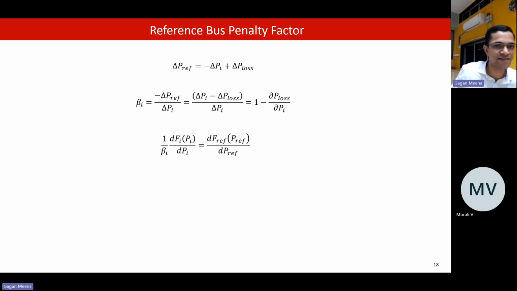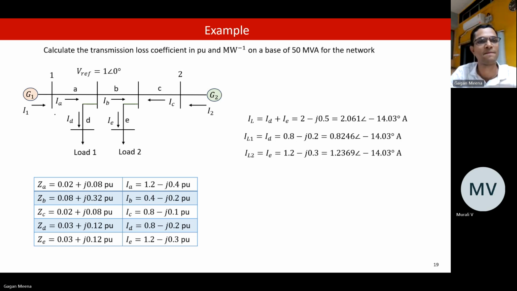The loss calculation, the loss formula, assumes that whatever changes are happening, they are compensated by the reference bus. Same thing we will also see next week, with power transfer distribution factors or injection shift factors. We will see all these things, and there it will be more clear. And this is one example, the same example which was there in the slide.